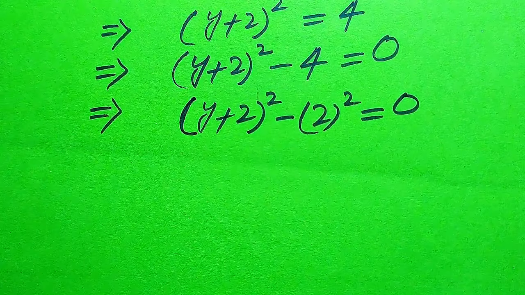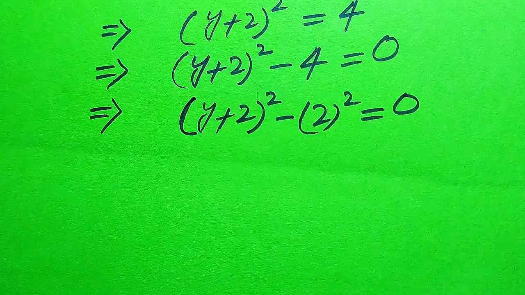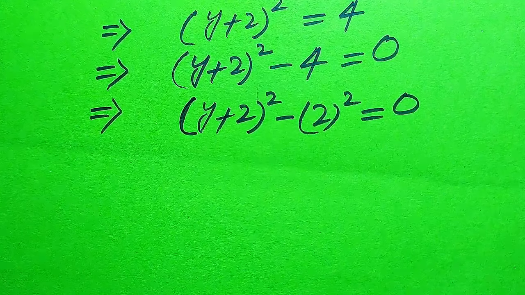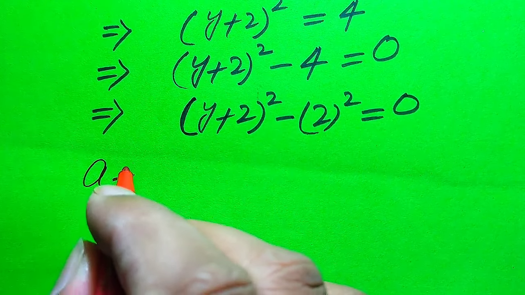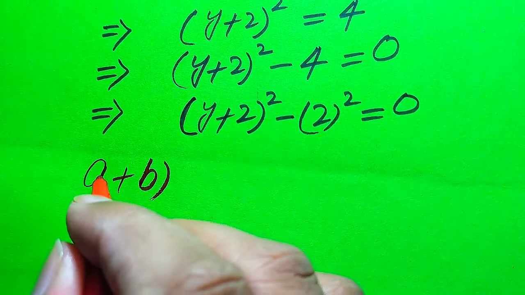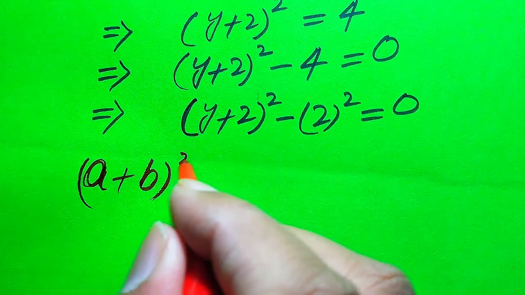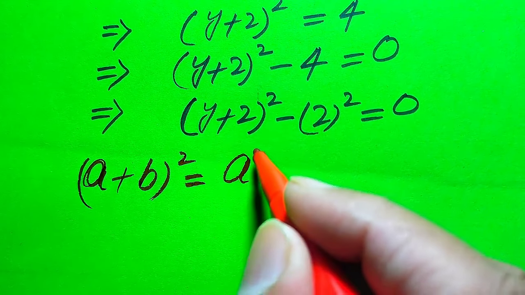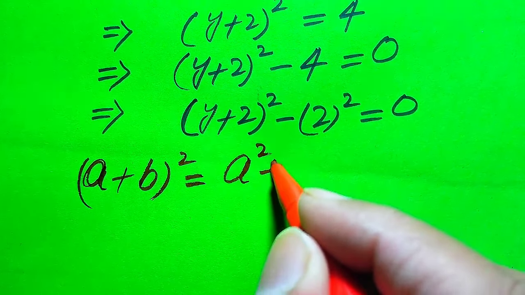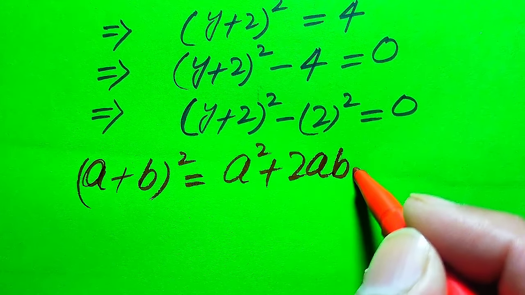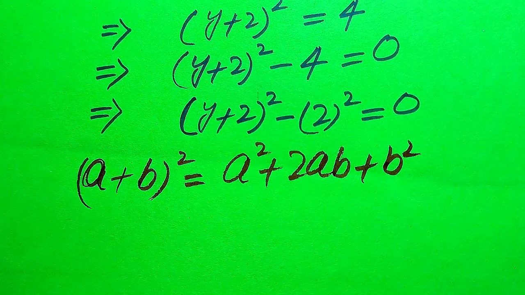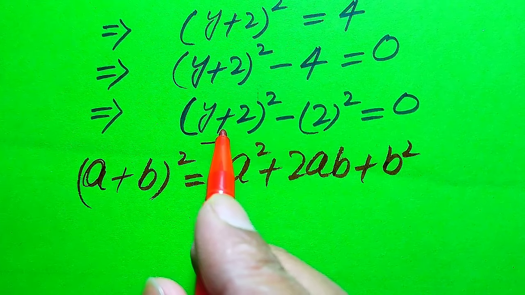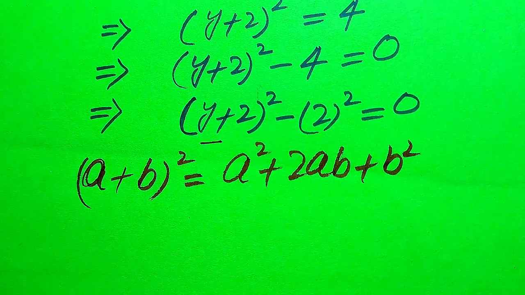And here further in the next step we need to use the nice algebraic formula to solve this equation. You know about that. If we have (a plus b) whole square, it is equal to a square plus 2ab plus b square. And there are two ways to solve this problem. First, you can use this formula on this term and expand it, and you can easily get the values of y.